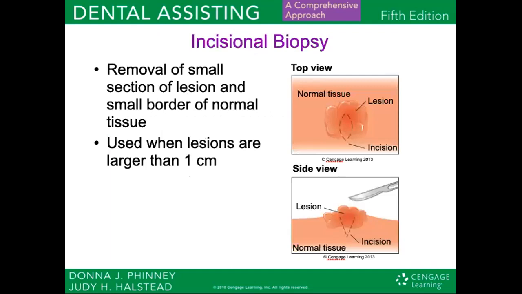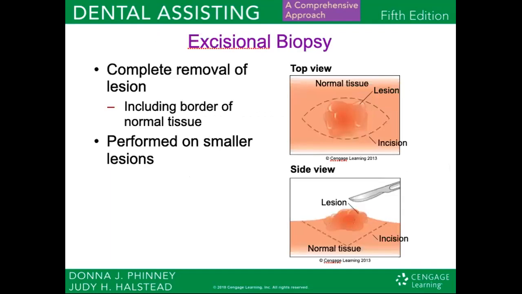So with an incisional biopsy, there is a removal of a small section of the lesion as well as a small border of normal tissue. These are usually done when the lesions are larger than 1 centimeter. So this is the procedure of choice when total removal may impair the patient's appearance and their function.